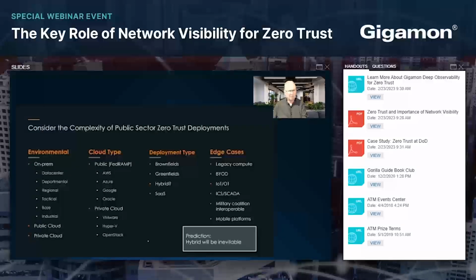Even with private cloud, many organizations have multiple hypervisors that they're running for a variety of reasons. On-prem networks, quite complex. It's more than just a data center. You can have departments, regional, tactical. If you're in the military, you might even have mobile environments, planes, ships, all sorts of things. Zero trust has to be part of that.